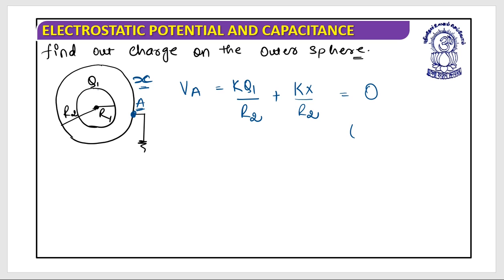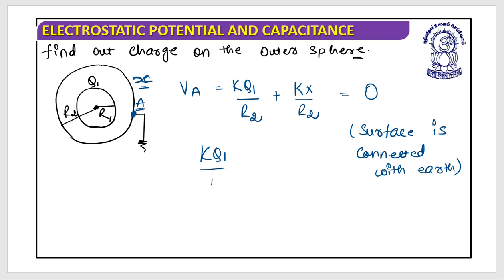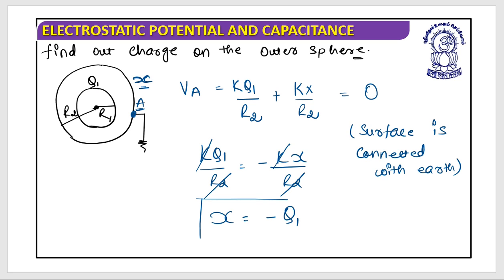Yes, because this surface is connected with earth. So if I solve this, K Q1 by R2 should be equal to minus of K into x divided by R2. This K would be gone, and this x should be equal to minus of Q1. I hope these things are clear.